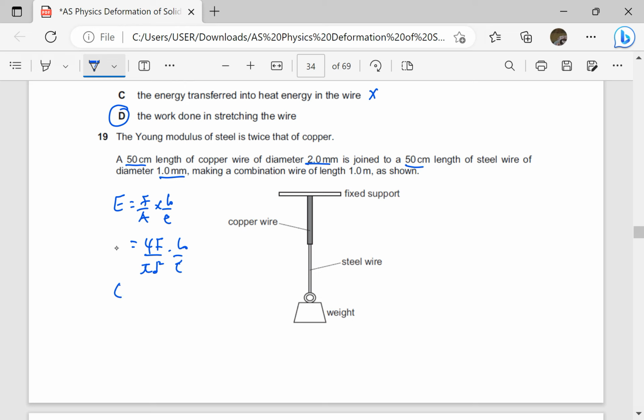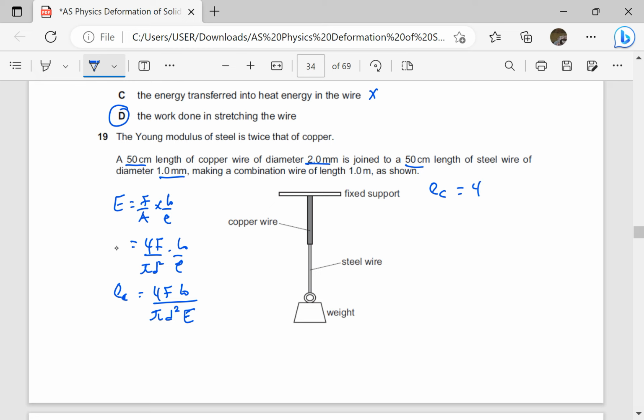So I will start with the copper. Making extension the subject, extension for copper is going to be equal to 4F L naught over pi d squared times Young modulus. So let me say extension for copper. I'm just going to put the values.